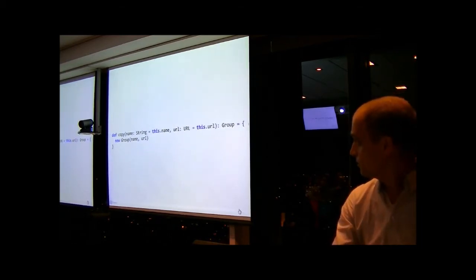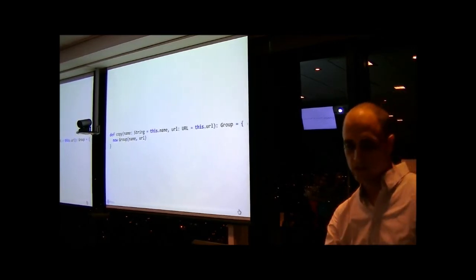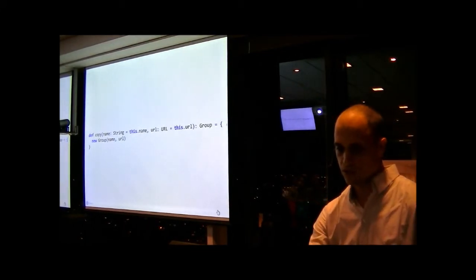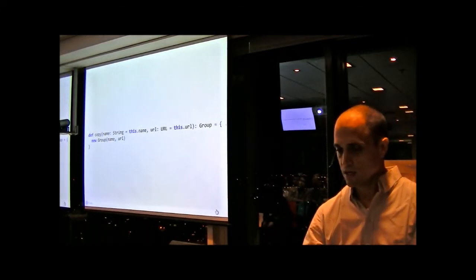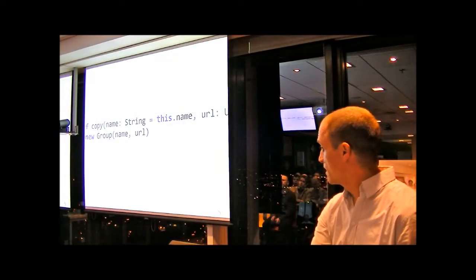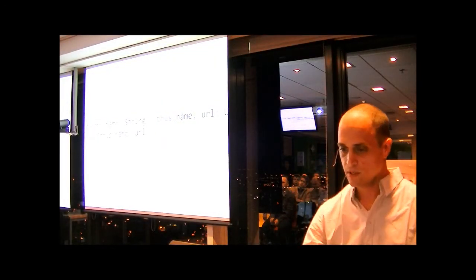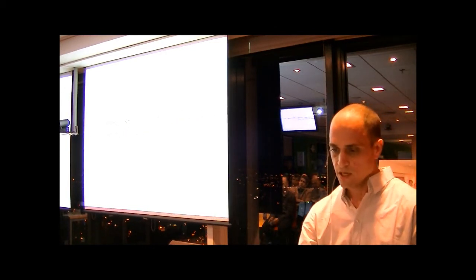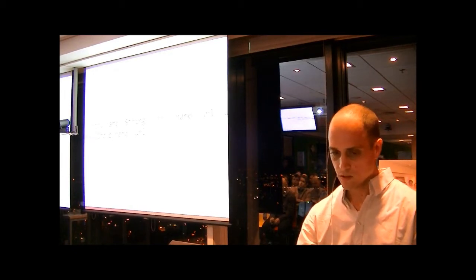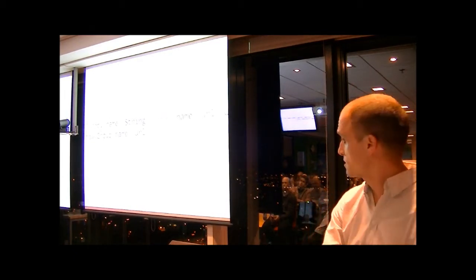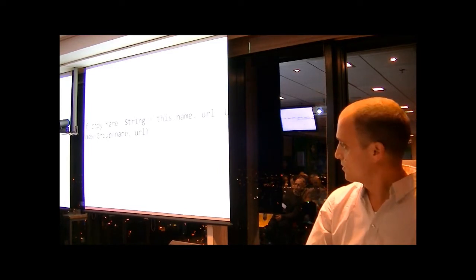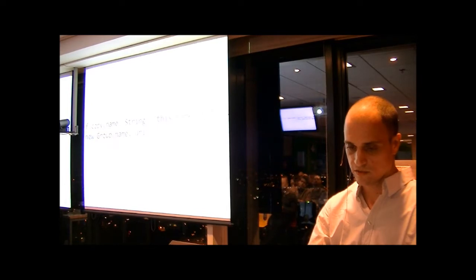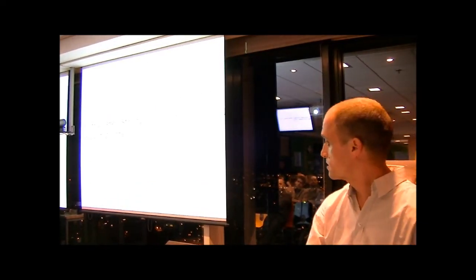And if we want to define copy ourselves, we can. So here we use def to specify that we define a method. The name is copy. It has two arguments, name, a string, and a default value, this name. So if we don't specify the name, the default value for the argument will be the group's original name, and same for the URL. So all that is left for us is to return this group. And return is optional in Scala. If we don't use it, then the result of the method is the last expression, in this case the group.